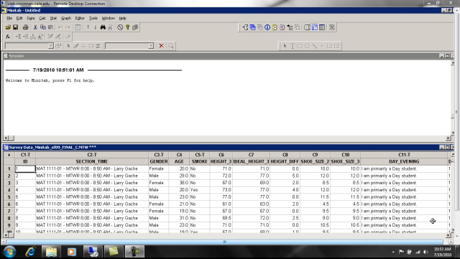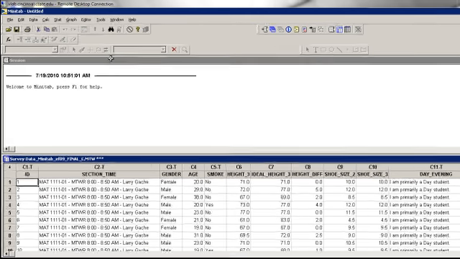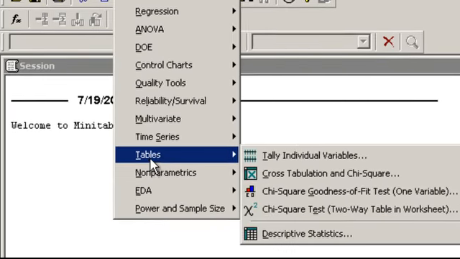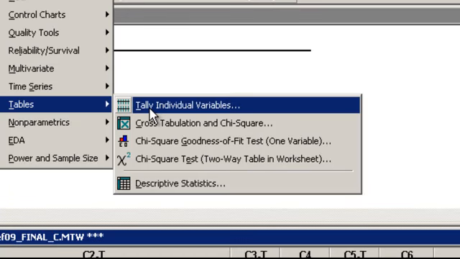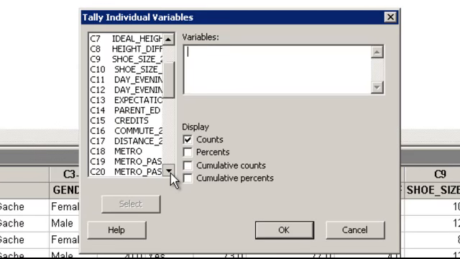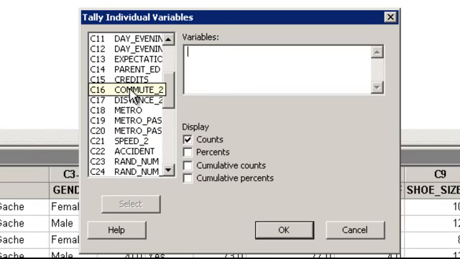In this video, we are going to organize and summarize quantitative data using Minitab. The first thing that we're going to look at is constructing frequency tables. The way we do that is we go to Stat, we go to Tables, and then we go to Tally Individual Variables. Now we're going to pick a variable that is quantitative. So we're going to look at commute time, which is commute underscore 2, C16.